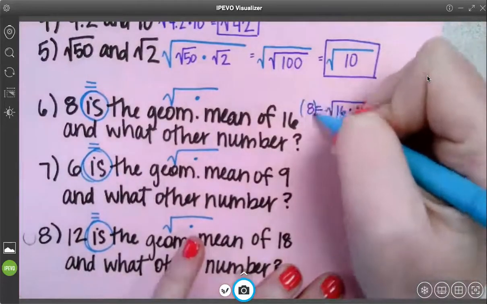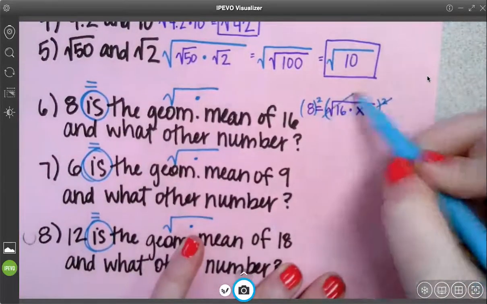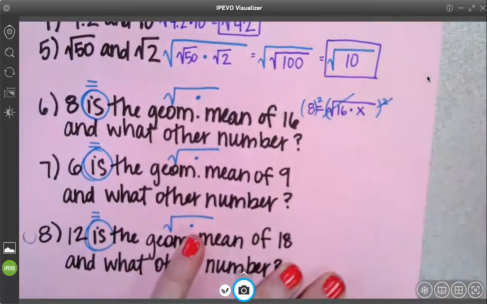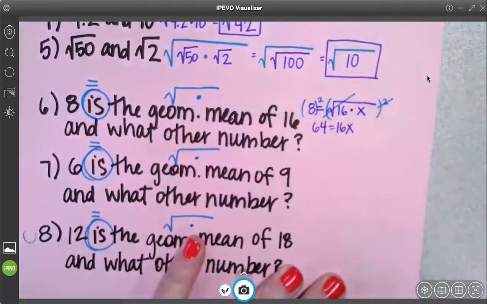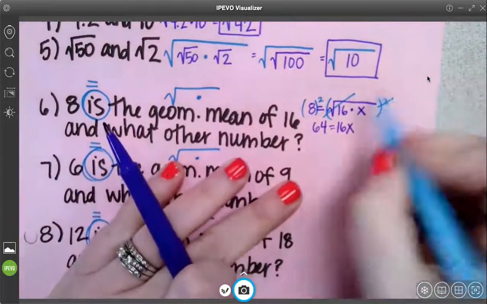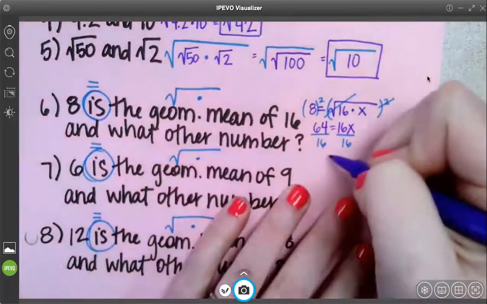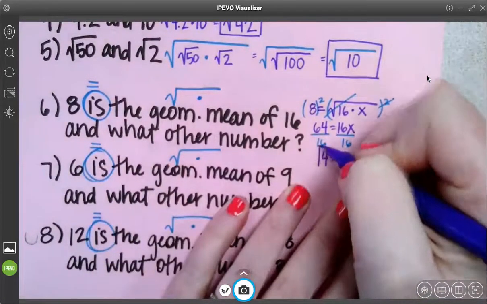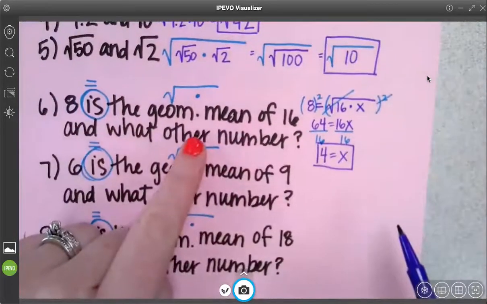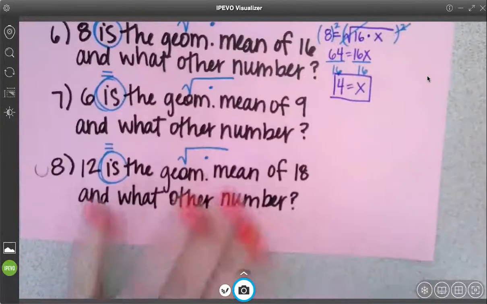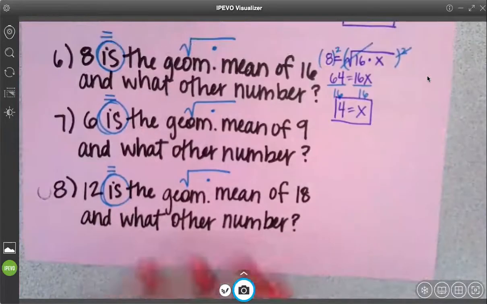So how to solve this looks a lot scarier than it really is, I promise. We're going to square both sides, because when you square a square root, those two things cancel out. So 8 squared is 64, and that's equal to 16x. Then, of course, you divide by 16, and that gives us 4 equals x. So 8 is the geometric mean of 16 and 4. Let's do number 7. I'm going to give you a second to set it up. It'll set up just like number 6.